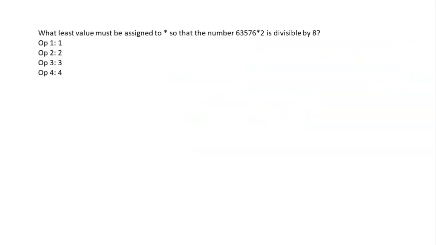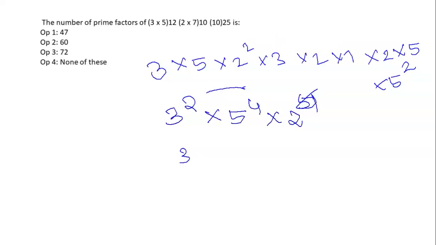What least value must be assigned to the star so that the number is divisible by 8? So the number is divisible by 8. So that will be solved.